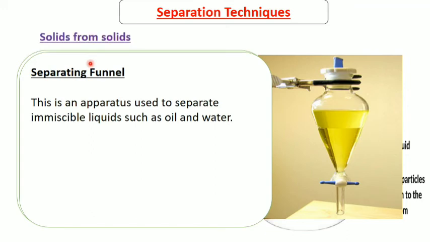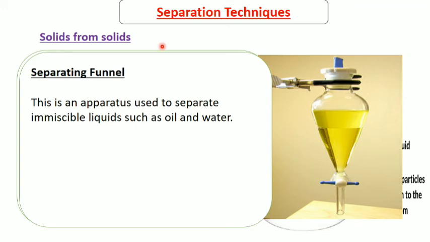From here, we look at solids from solids. How do we separate solids from solids? The main idea of separating solids from solids depends on the physical properties of the two solids that are about to be separated. Given two solids, ask yourself what physical properties these solids have, and look for the one which they do not share, or that is just unique to one.